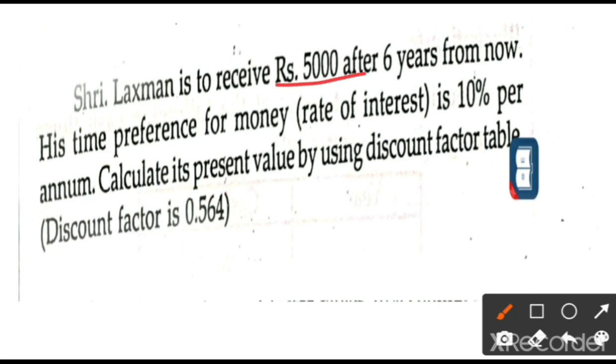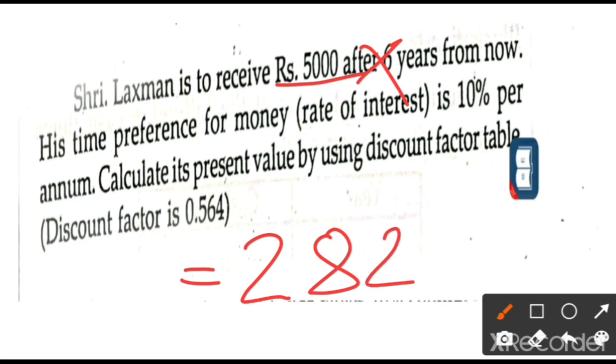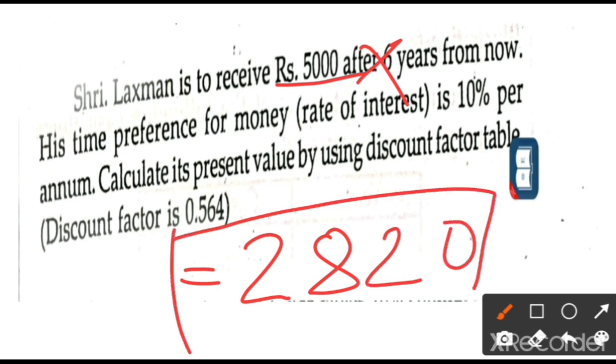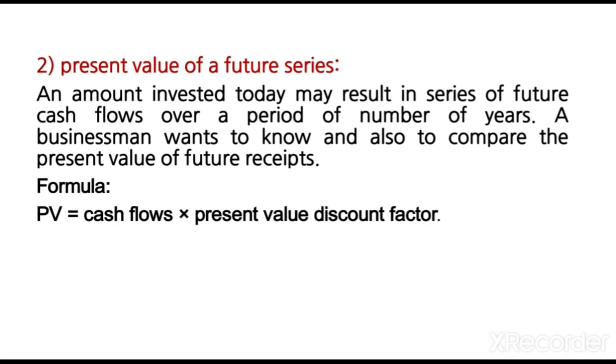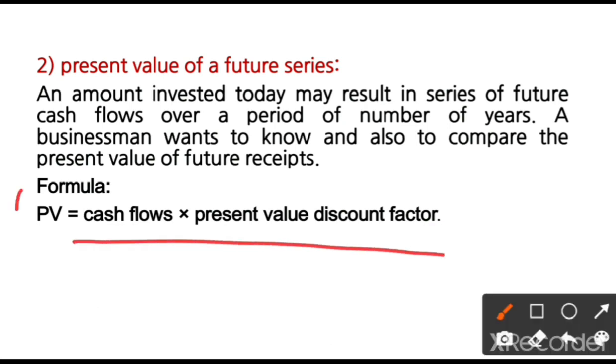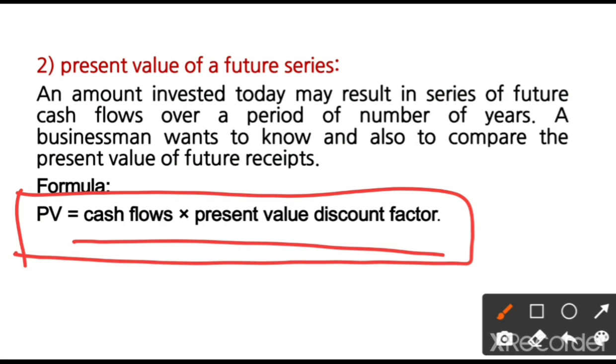5,000 into 0.564, then we'll get the answer for this problem. The answer is 2,820 rupees. So 2,820 is the present value. If he invests 2,820 today, after 6 years he is going to receive 5,000 rupees. Is it clear? So this formula you have to use. To calculate problem number 4, this is the formula: cash inflows is 5,000, into the present value discounting factor they have given.